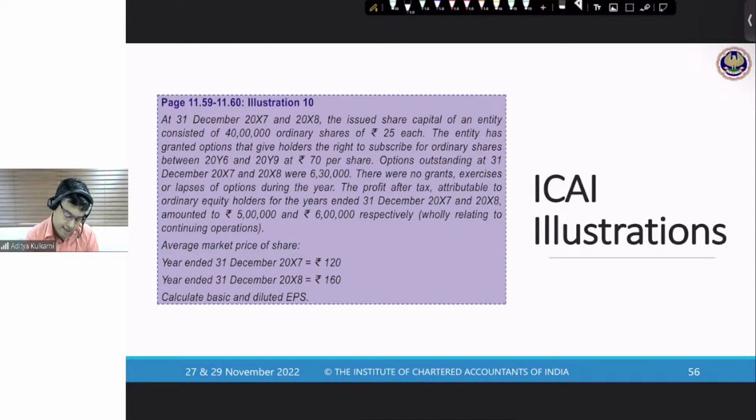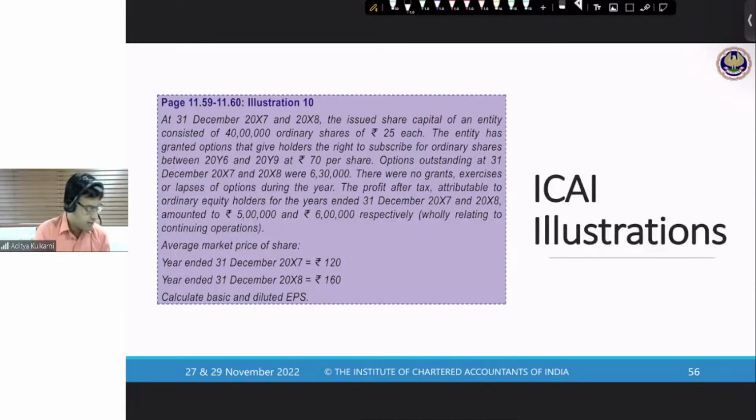Profit after tax attributable to ordinary equity holders for the years ended 31st December X7 and X8 amounted to 5 and 6 lakhs respectively, wholly relating to continuing operations. Average market price for the years ended 31st December X7 and X8. Calculate basic and diluted EPS.